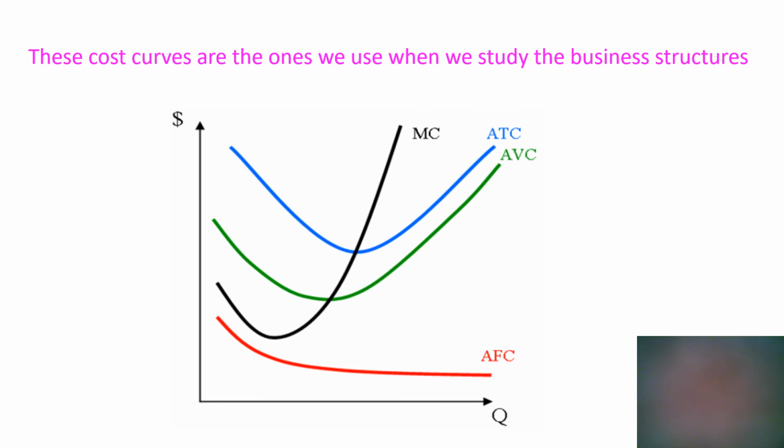And then we said that because average variable cost will overpower average fixed cost, we see that average total cost is above average variable cost and average fixed cost, because it's the sum of those two curves. And we also see that marginal cost intersects the average total cost at its minimum. These are the cost curves that we're going to use when we start studying the various business structures. Again, those are pure competition, monopolistic competition, oligopoly, and monopoly.